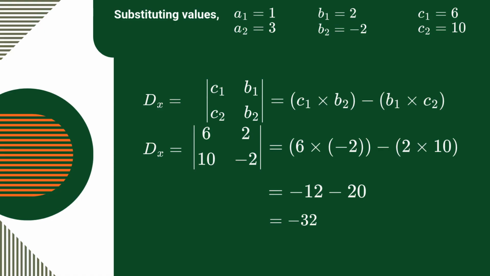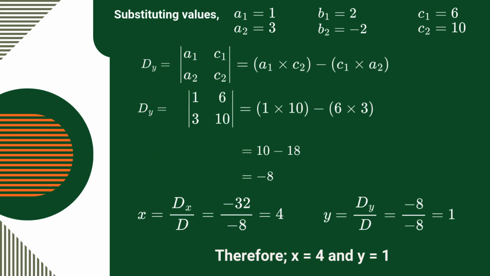So we have minus 12 minus 20, which is minus 32. And finally, to get the determinant of y matrix, we have the formula already, where we replace the b column with the constants, which is the c column, and cross-multiply. Cross-multiplying, we have 1 times 10, which is 10, and 3 times 6, which is 18. And 10 minus 18 is minus 8. So our determinant for y is now minus 8.